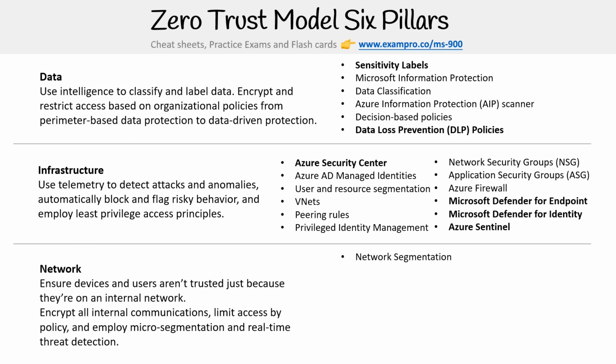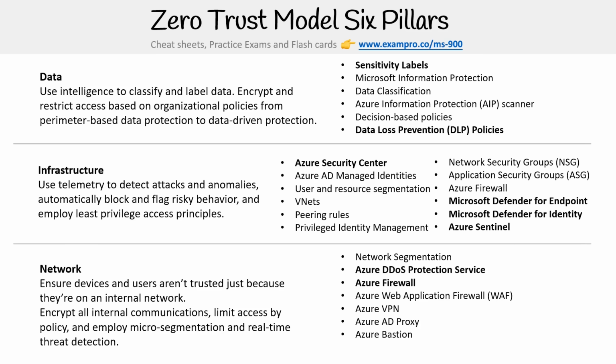So here we can do network segmentation, Azure DDoS Protection Service, Azure Firewall, Azure Web Application Firewall, also known as WAF, Azure VPN, Azure AD Proxy, Azure Bastion, and SSL/TLS. So that's the Zero Trust model, 6 foundational pillars and some of the related services that are associated with each pillar.